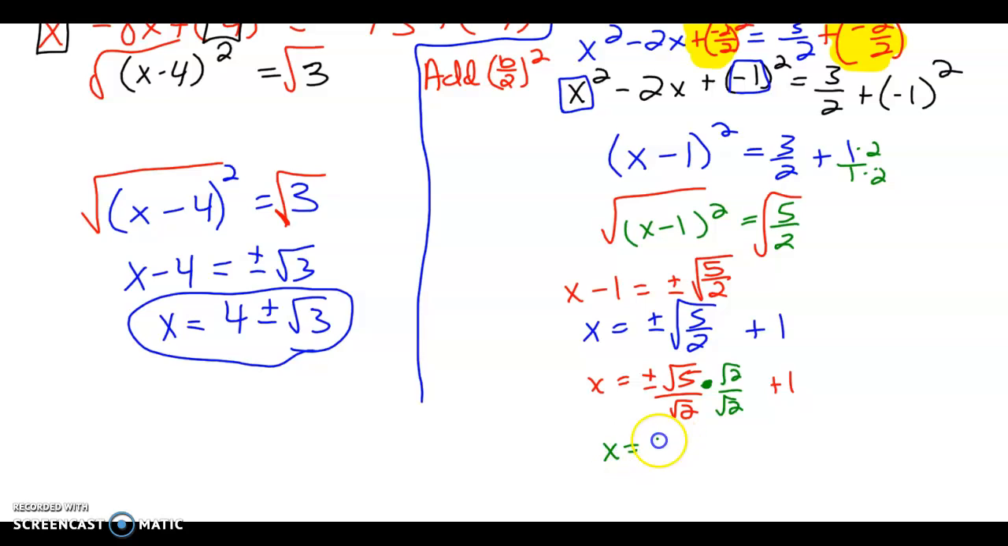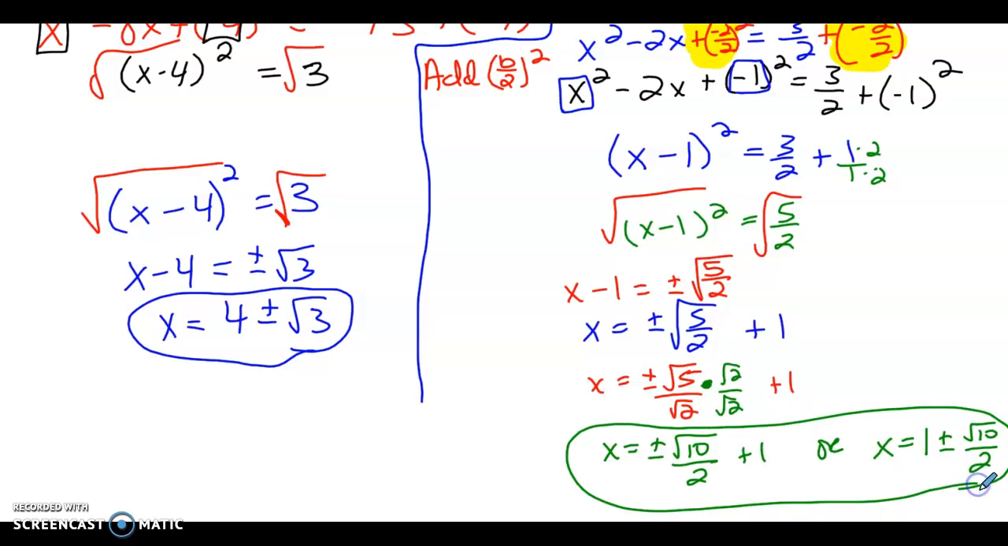So we get x equals plus or minus square root of 10 over 2 plus 1. Or another way to write that, we could say 1 plus or minus square root of 10 over 2. Okay. Either way is fine.